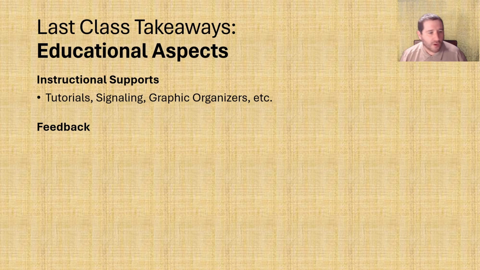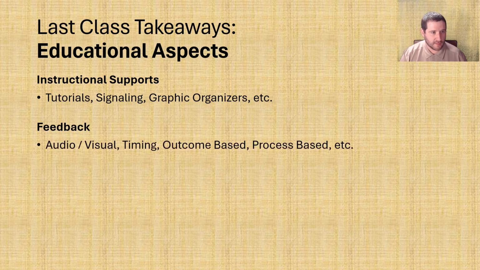A lot of games also give feedback as a way to help that educational process. And we've talked about feedback in here before. There's lots of types, whether it's audio-visual feedback. We can look at the different timing of the feedback within a game, whether it's immediate or maybe at the end of the level, right? We could look at whether feedback is outcome-based or process-based. And how students handle that feedback based on the type that's being given is really important.